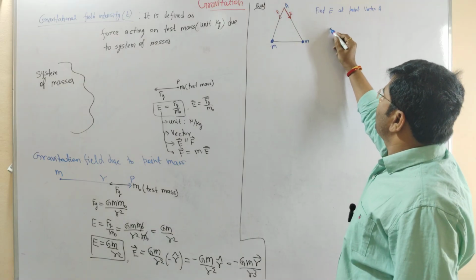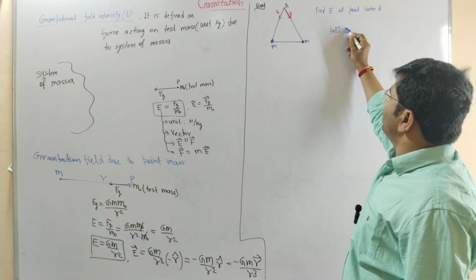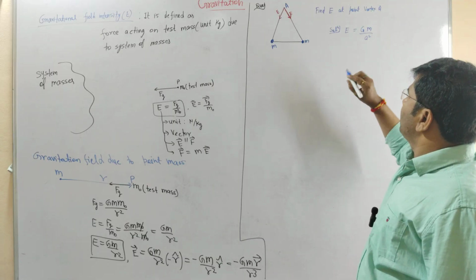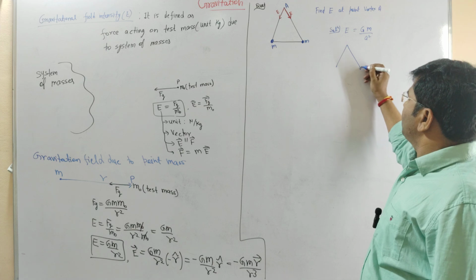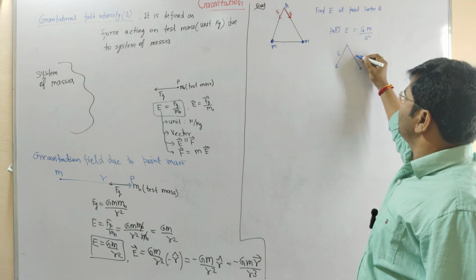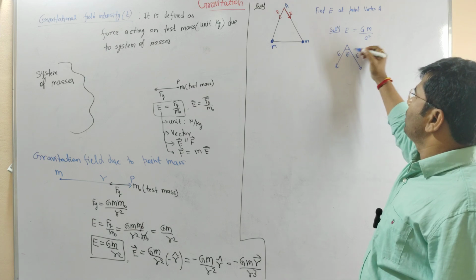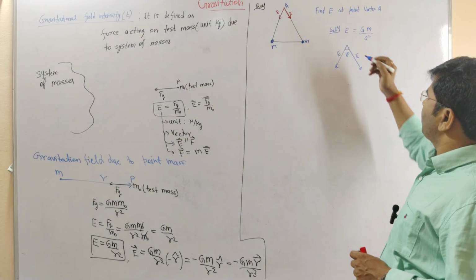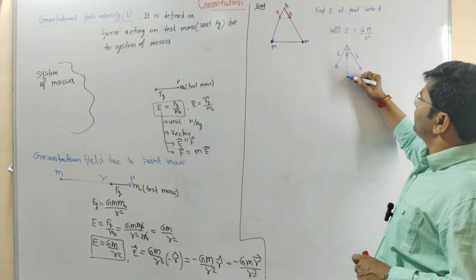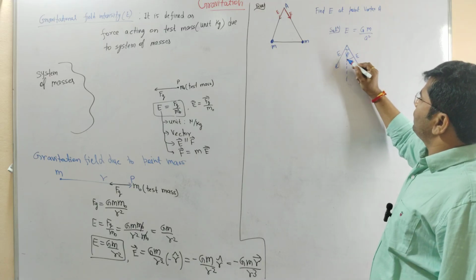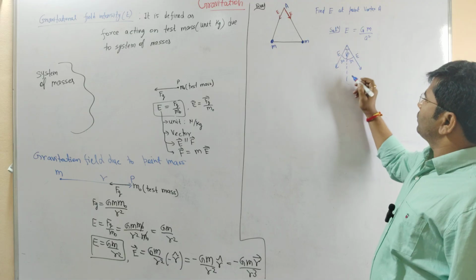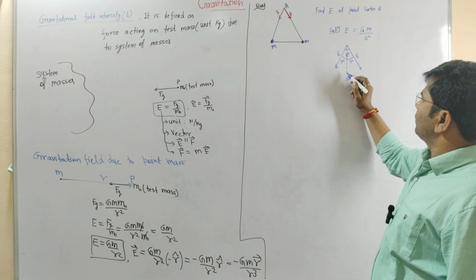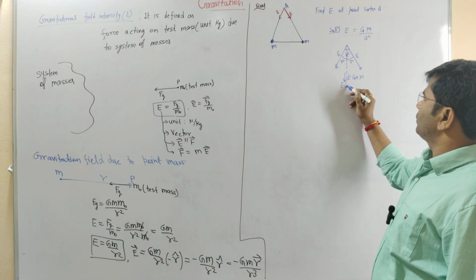The E value, we can write here, the gravitational field due to one point mass is GM upon a square. Now there are two vectors acting at point A. This is E and the angle between them is 60. So we can write here what the resultant is. I can write it in this form also. Let's take here one bisector line. So this angle is 30, this angle is also 30. So E cos 30, E cos 30, and the component along this direction is also E cos 30.